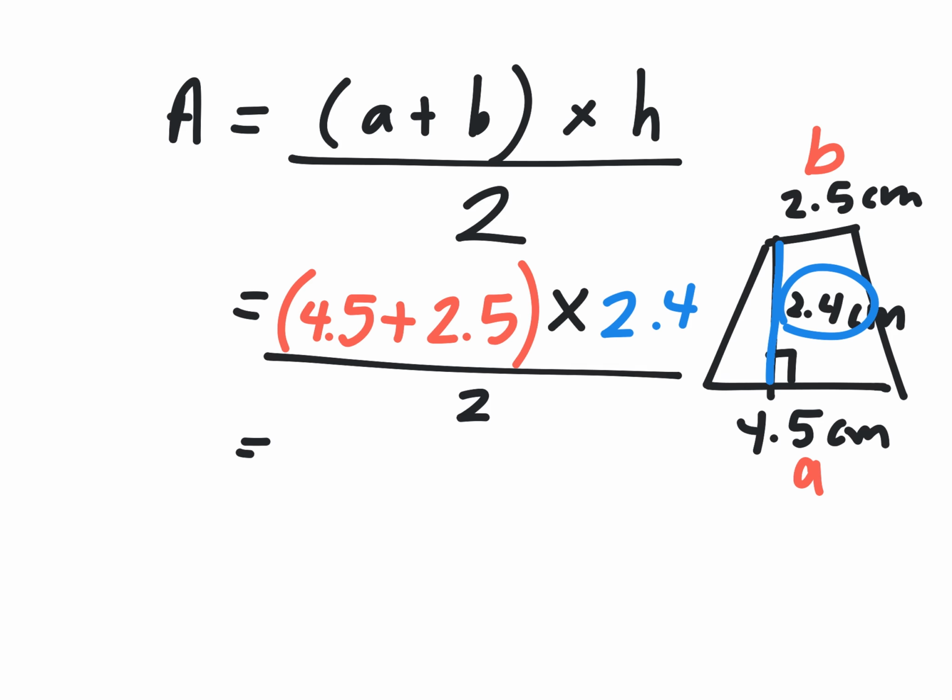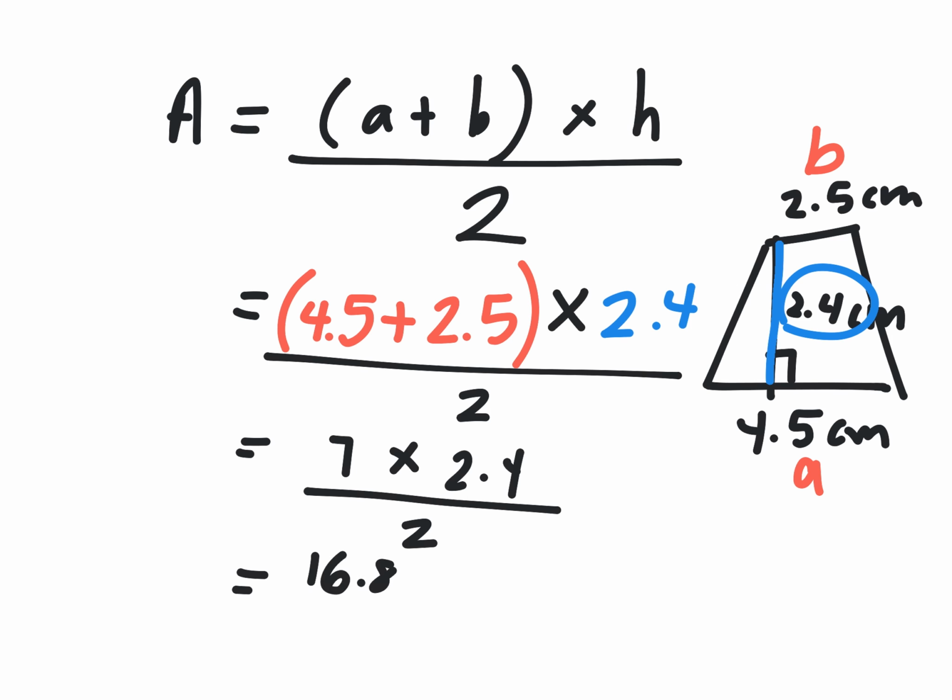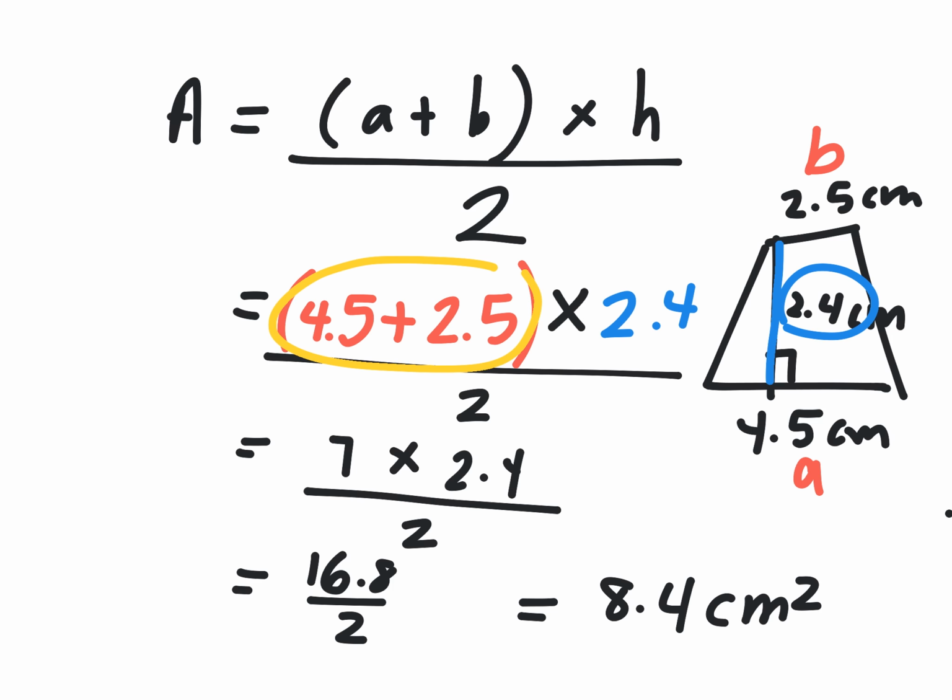So when we add these two together, we get 7. Then we have to multiply that by 2.4 and then divide it by 2. So 7 times 2.4 equals 16.8, and then divided by 2, 8.4 centimeters squared. Okay, so that was our first step, 4.5 plus 2.5, and we got 7.